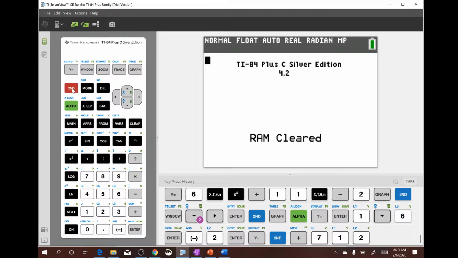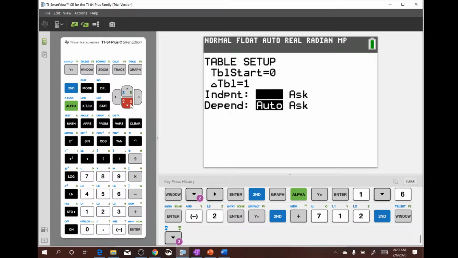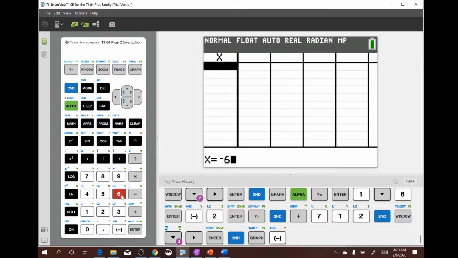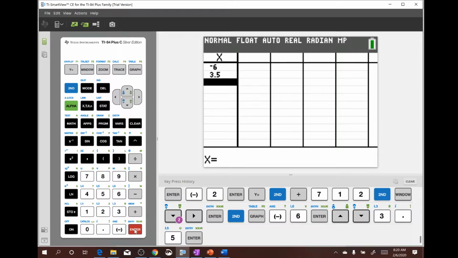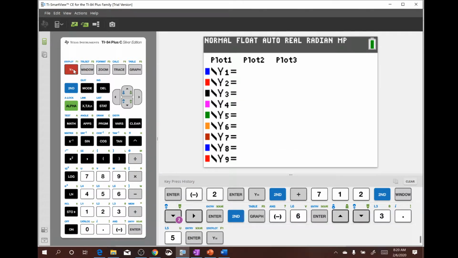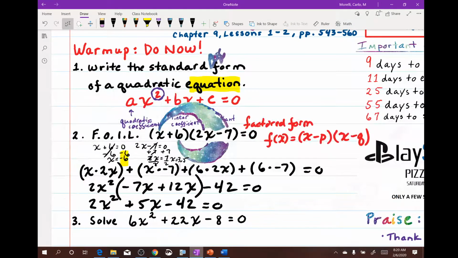So if I go to second window, change independent from auto to ask, then hit second graph, and I type in negative 6. Oh, okay, hold up. If I type in negative 6 and then 3.5, there's nothing displayed now because I need to put something in y equals. We're going to put the standard form of our quadratic in y equals.